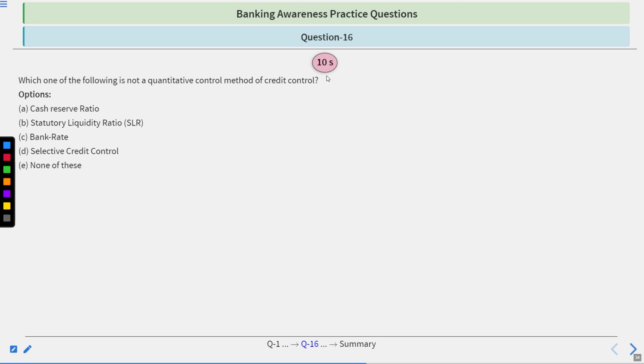Question number 16. Which one of the following is not a quantitative control method of credit control? Cash reserve ratio, statutory liquidity ratio, bank rate, selective credit control, none of these. To answer this, you will have 10 seconds. Time starts now.